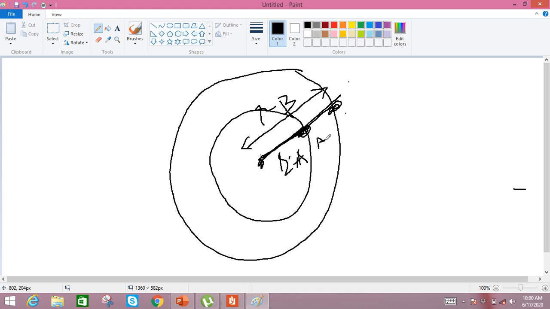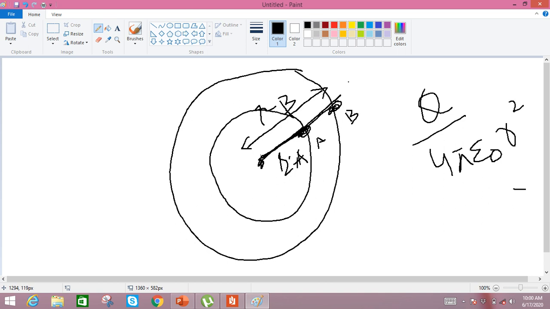Let's suppose this is point A and this is point B. As we know, the electric field intensity due to a point charge is equal to Q divided by 4 pi epsilon naught R square. So if we are taking the inner radius, it will be RA square, and if we are taking the outer radius, it will be RB square.